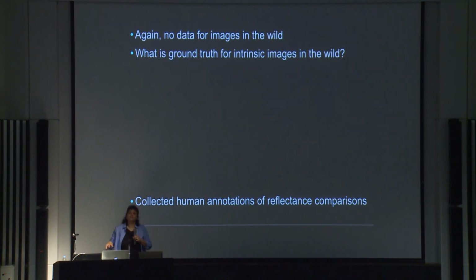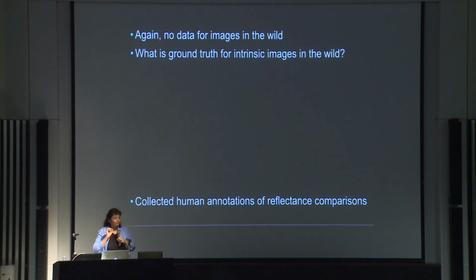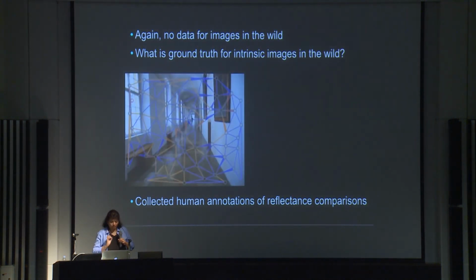So we realized we needed to go back, because we actually had some confidence now we could get crowdsourcing to give us good material information. We had to go back and collect human annotations of reflectance comparisons. Okay, so that was sort of the key insight, the key problem that we needed to solve in this project.